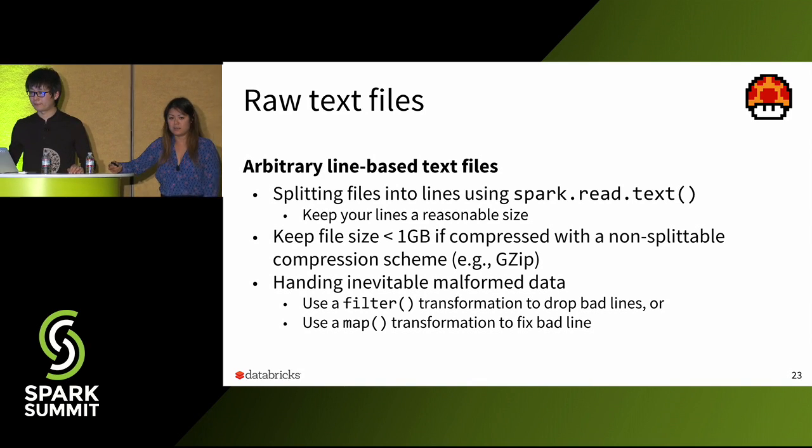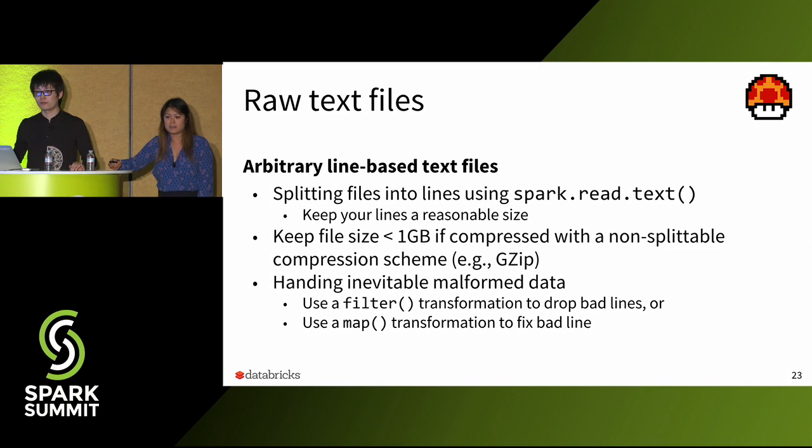If you have malformed lines, there's two ways you can get around it. You can use a filter transformation to drop the bad line, or you could use a map transformation if you wanted to try to actually fix the bad line. And if you're not sure which, you can also use a flat map that will allow you to take the line and figure out if you can recover it. If that's the case, then you will rewrite the line, and if not, then you'll just output an empty array to drop it.